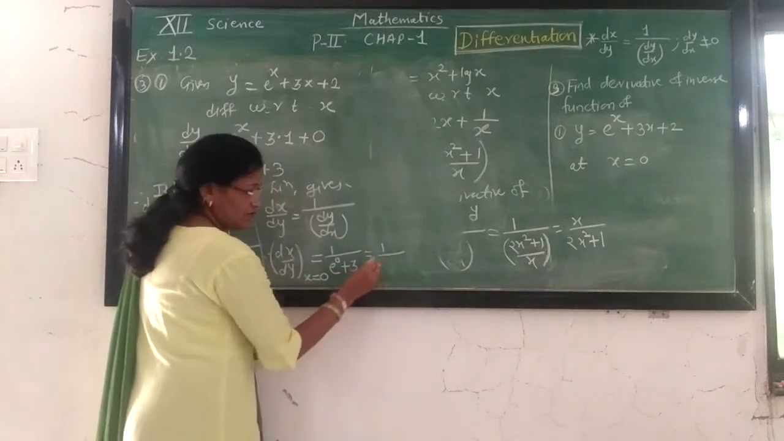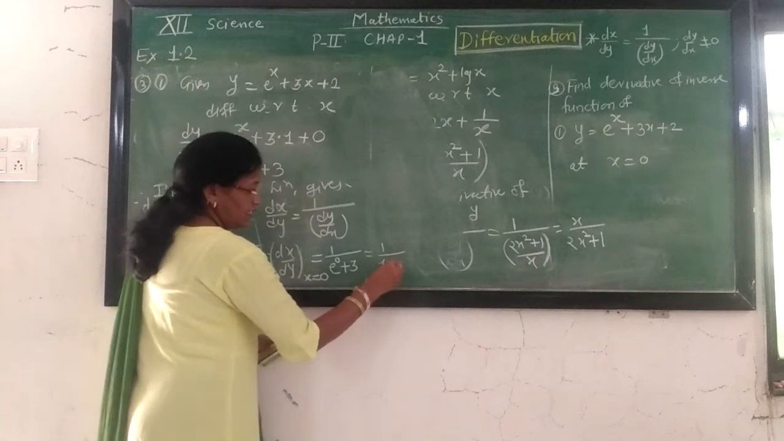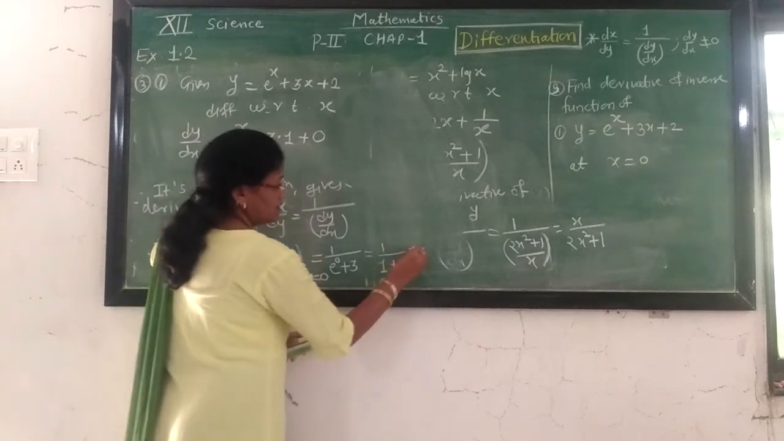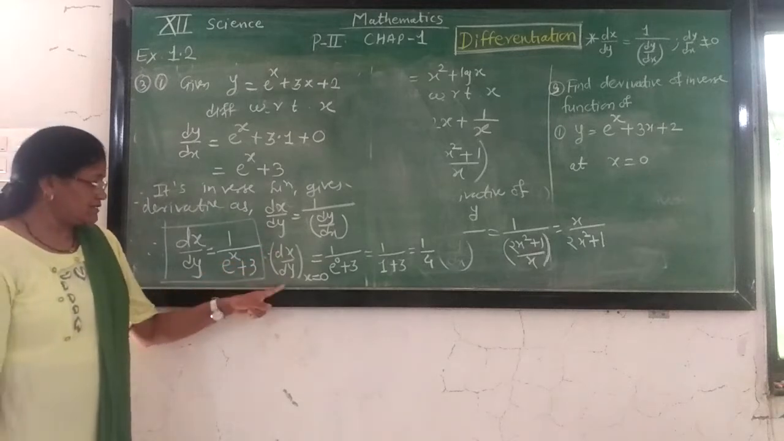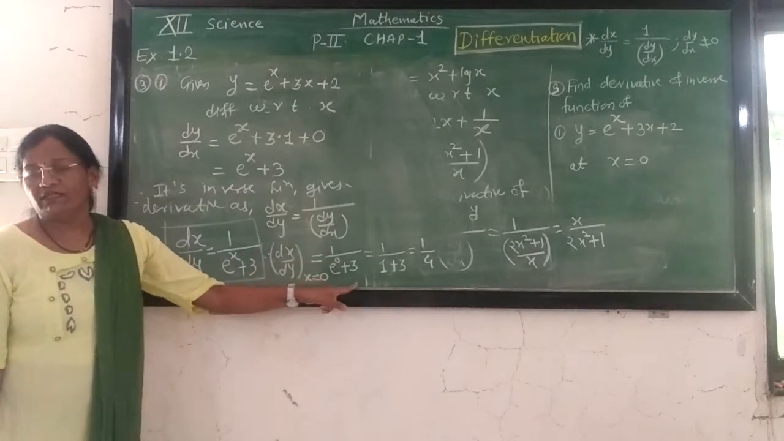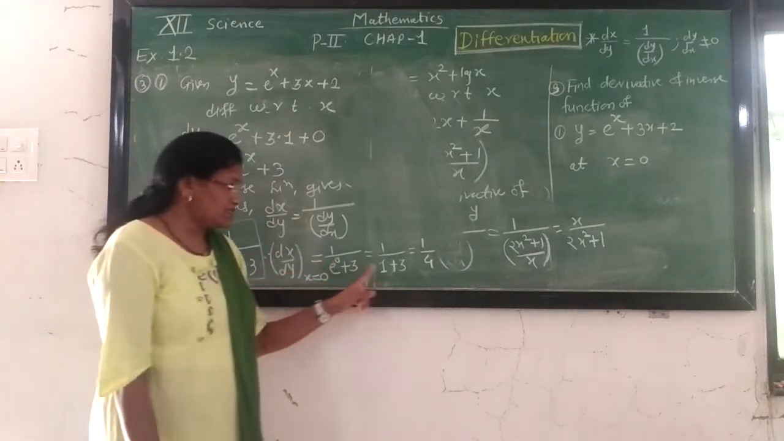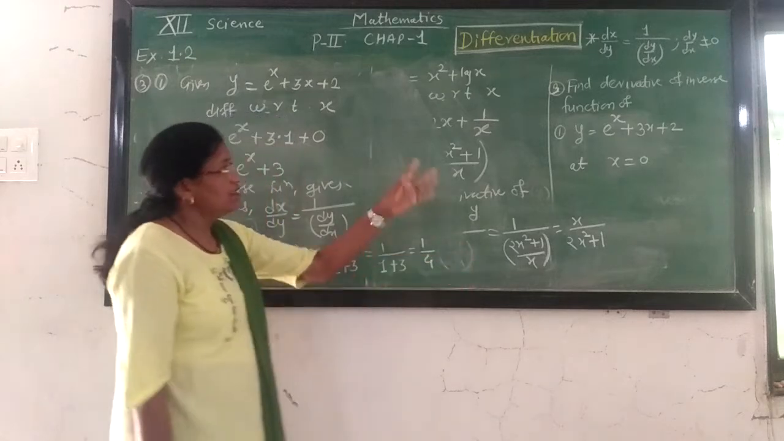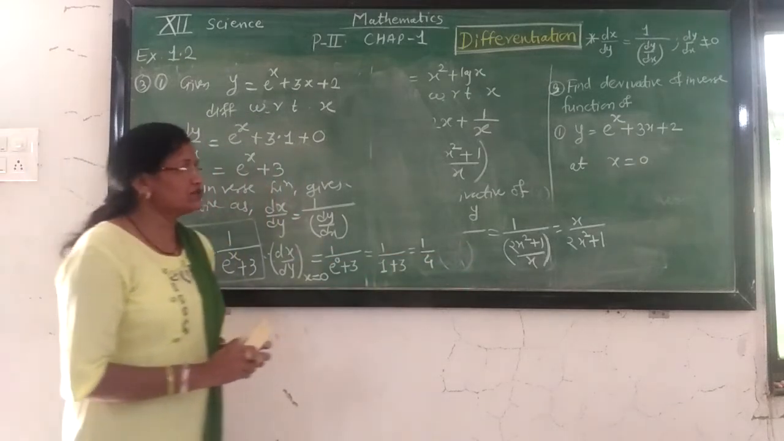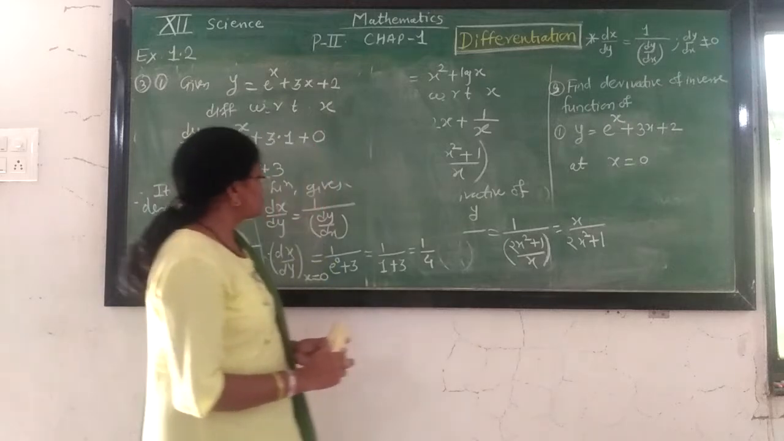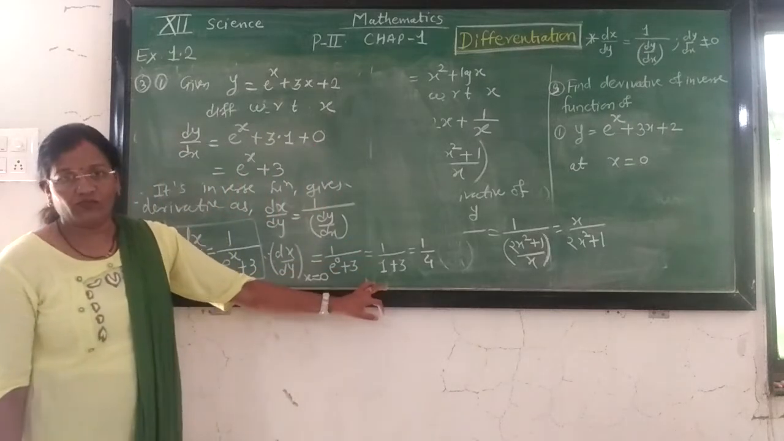1 upon e raised to 0 is always 1, and this 3 is added to this 1, so we get the answer 1 by 4. dx by dy, e raised to 0 plus 1, e raised to 0 is 1, 1 plus 3 is equal to 4, so we get the answer for the derivative of the inverse function of y, which is equal to e raised to x plus 3x plus 2, as 1 upon 4.